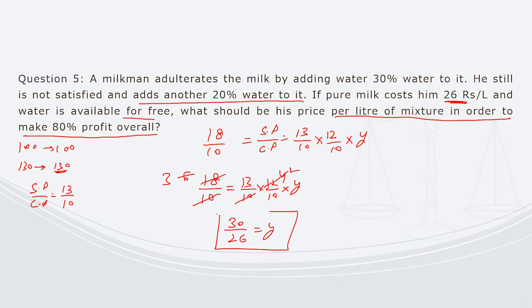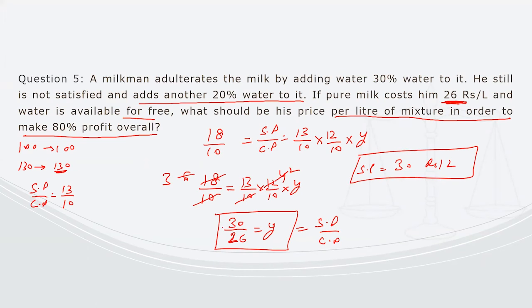Now, if the value of y is 30 by 26, what are we then trying to find out? We are saying that pure milk costs 26 and water is available for free. What should be the price per liter of the mixture in order to generate a profit of 80%? If this is your ratio of selling price by cost price, then my cost price should be 26. In that case, I should be selling it at 30. That means it is fortunately just 26 over here. So I'm going to sell it at 30 rupees per liter. So the selling price should be 30 rupees per liter.